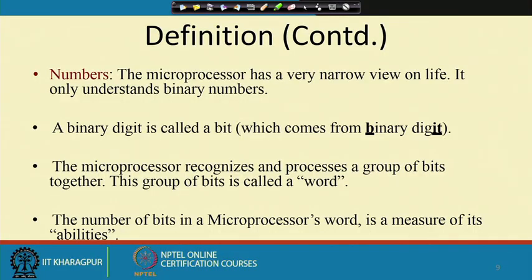For the microprocessor also that is the same. The number of bits in a microprocessor word is a measure of its abilities. So, why do we say this? When I say a microprocessor is an 8-bit microprocessor, it means that it can operate on 8-bit values. When I am doing integer addition, it will be only 8-bit numbers, and the result can be 8 bits plus a 1-bit carry, total 9 bits.